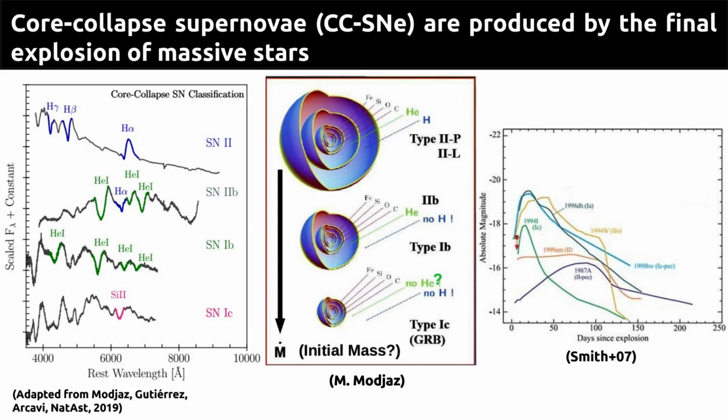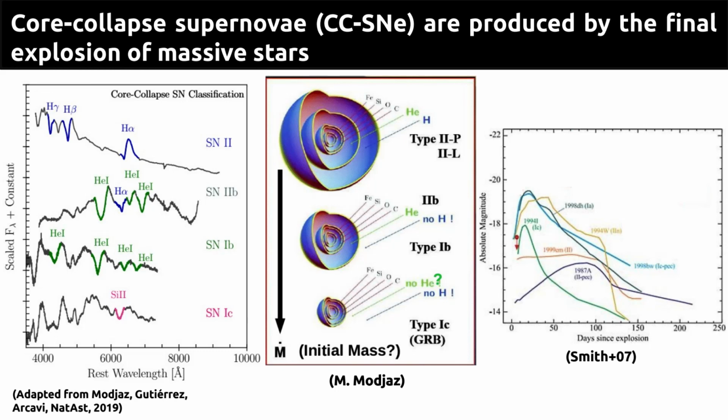So these lines can tell us about the mass loss that the star experienced before the explosion. In the middle panel, we see that in the case of type 2 supernovae, these stars retain a significant amount of hydrogen at the moment of the explosion, and that's why we see the hydrogen in the spectra. If you go down, the mass loss increases. In the case of type 1c, these are very stripped stars, where the hydrogen and the helium envelope were removed.